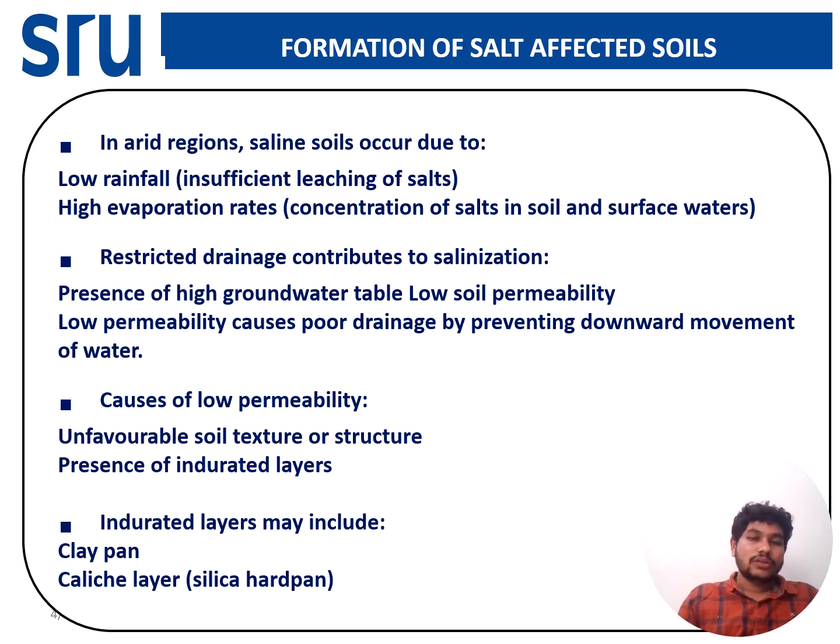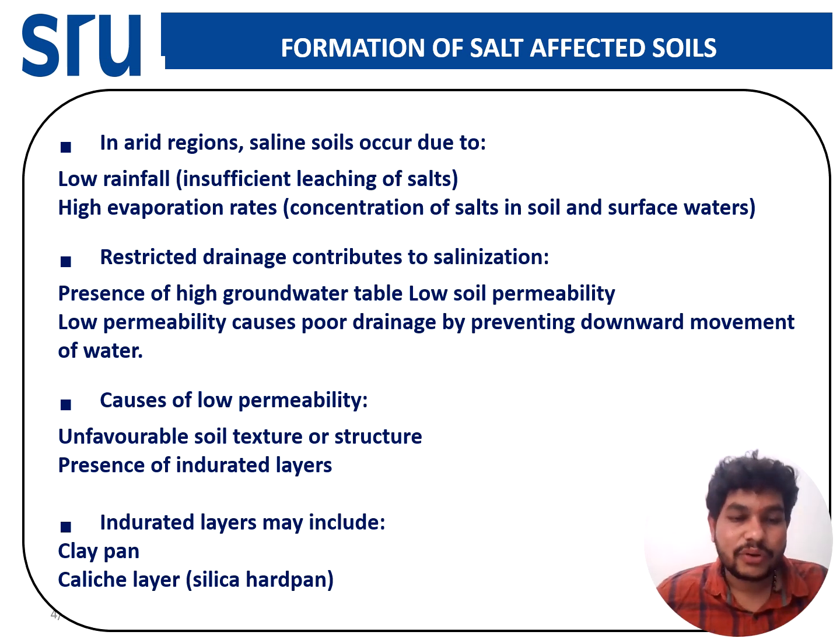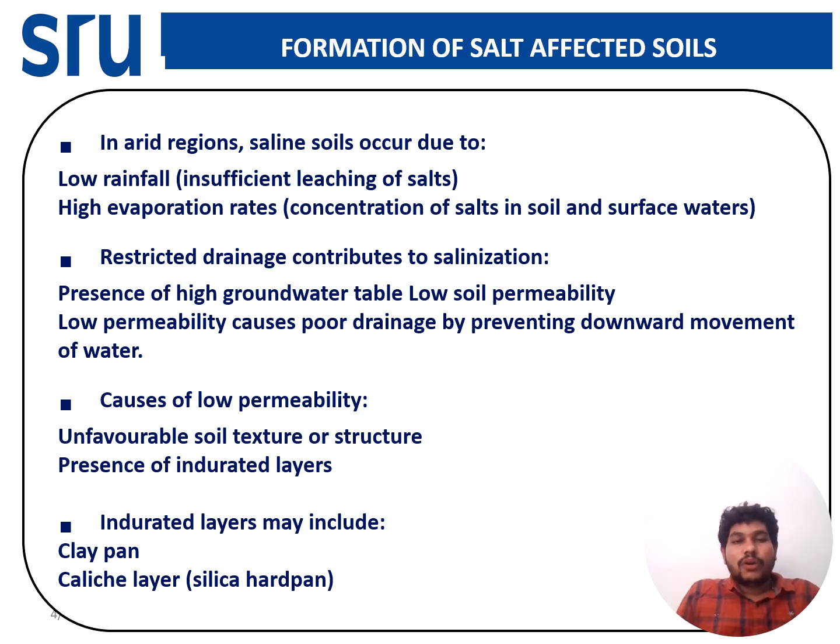So the salt will accumulate in the soil, and the presence of different indurated layers, like a clay pan or a caliche layer, will contribute. The caliche layer forms due to the presence of high silica. The most important factor for the development of salt affected soil is low rainfall. If the rainfall is high, leaching of salt will occur. But in arid and semi-arid areas, the rainfall is low and the evaporation rate is high.